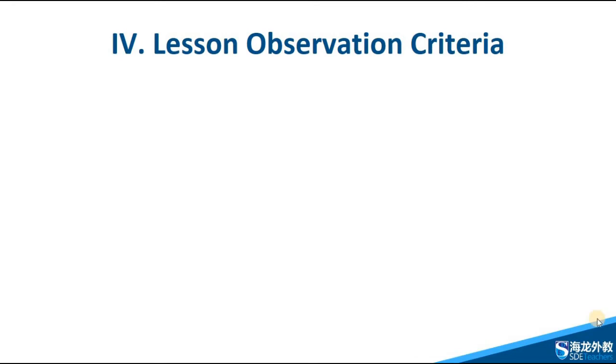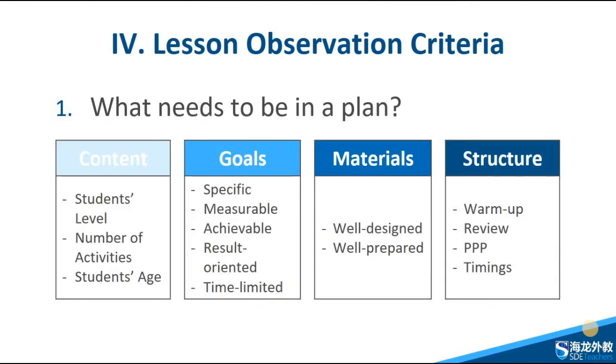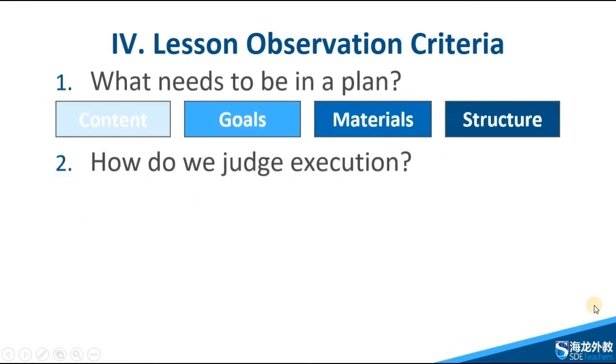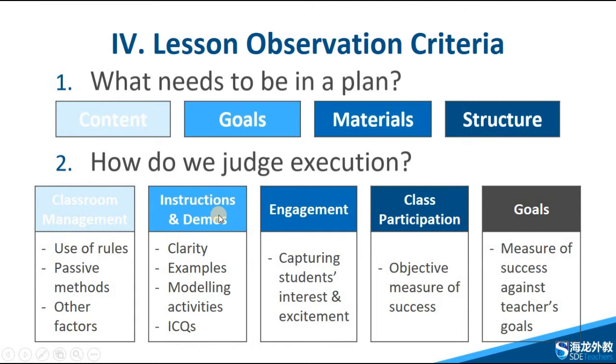Okay, so finally our lesson observation criteria. Now that we've considered everything that we expect to see in a plan and how we will judge lesson execution, we can put all of these things together to get our criteria. So in the plan, we have our content, our goals, our materials, and our structure. Then we have the lesson execution: classroom management, instruction and demos, engagement, classroom participation, and the goals.